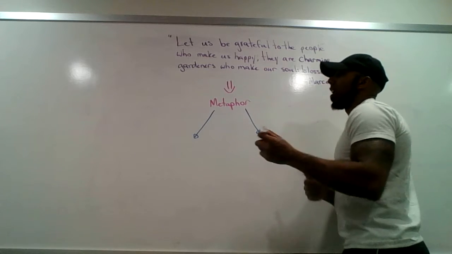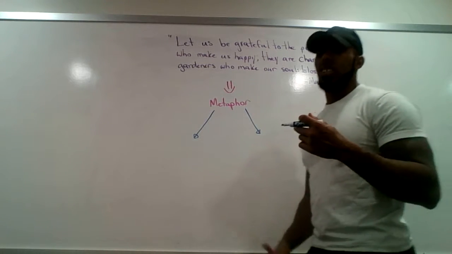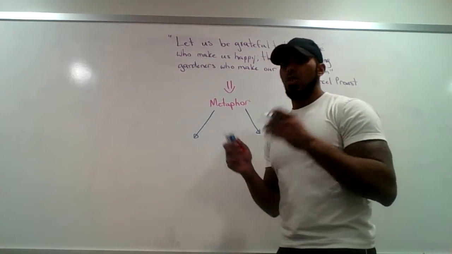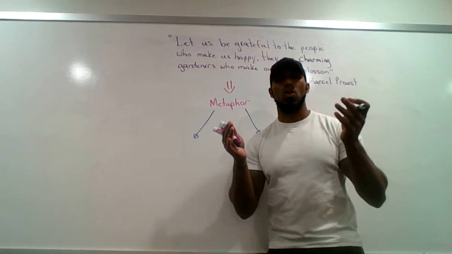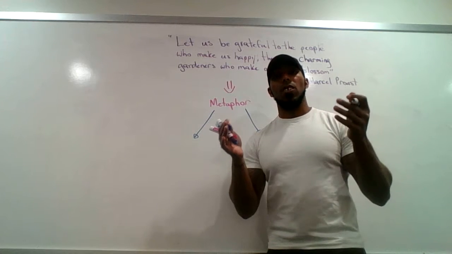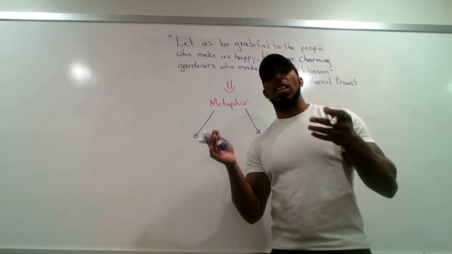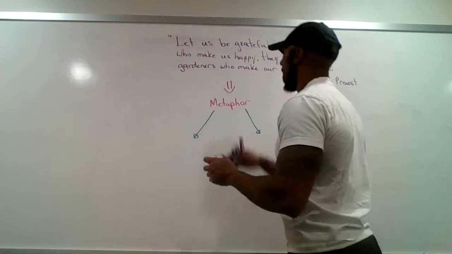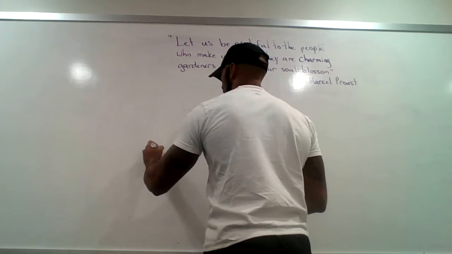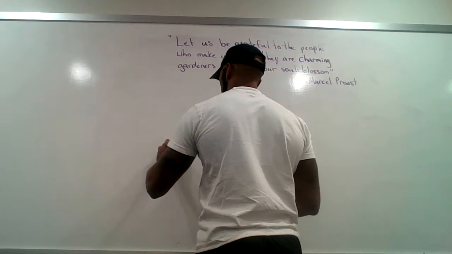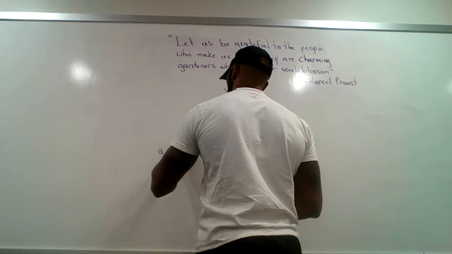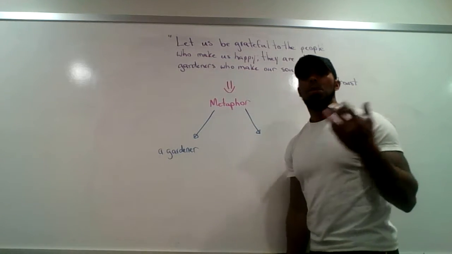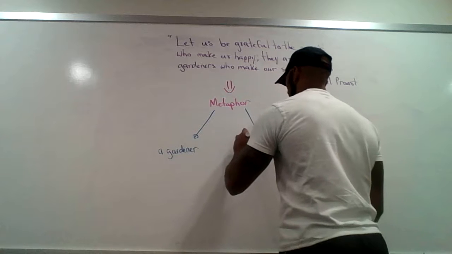Now, a metaphor always consists of two things. Well, not necessarily two things, but most of the time two things, right? So you're making a comparison between two things, and most of the time those things are not necessarily like each other. They're two very different things. Okay, so on one hand we have a gardener. Okay, and we have the people who make you happy. Let's just say people who make you happy, friends and family.